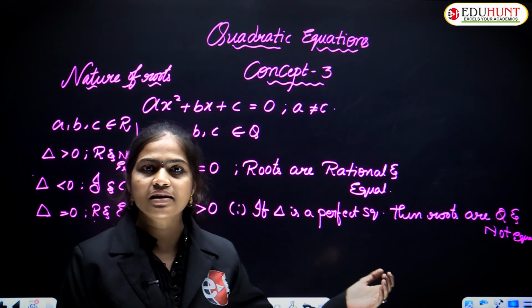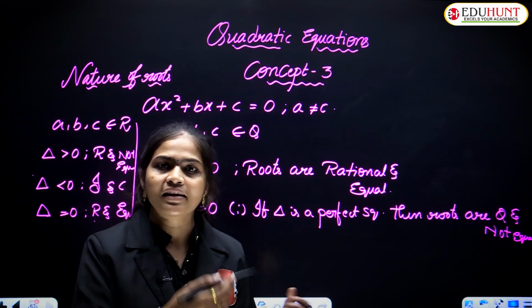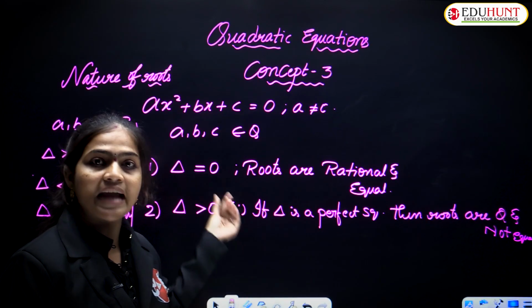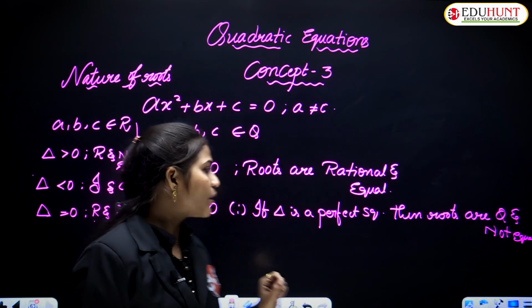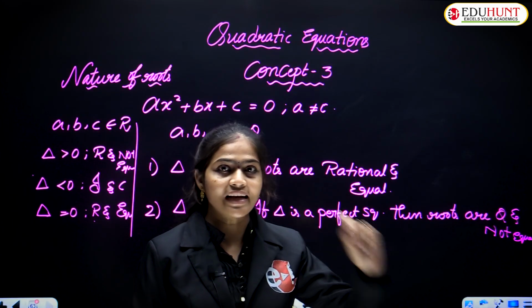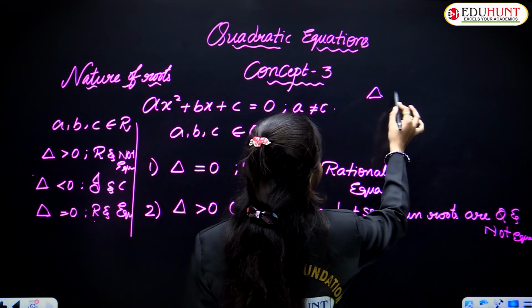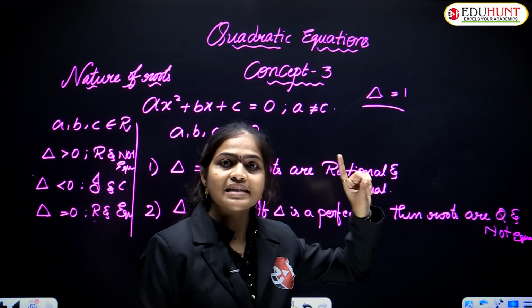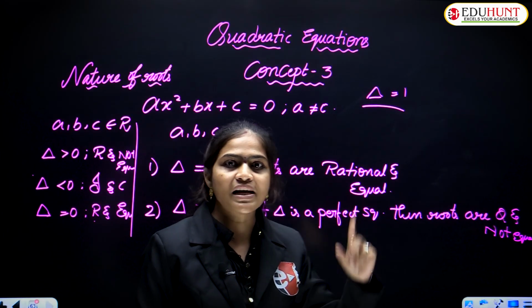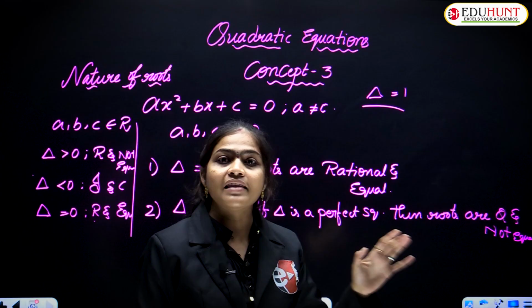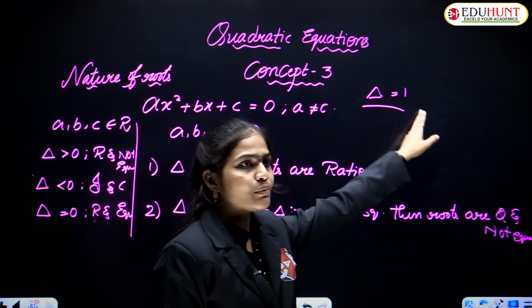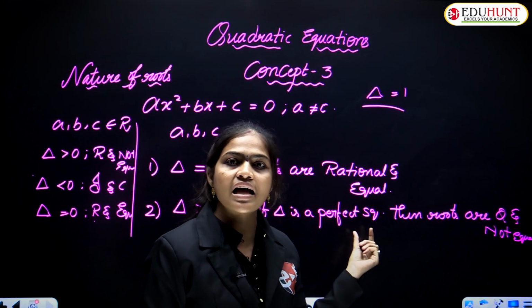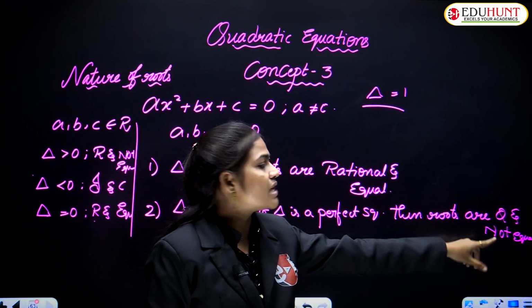If A, B, C are real numbers and delta is greater than 0, then the roots are real. Greater than 0 means real and distinct, we discussed. So if delta is greater than 0, two conditions will exist. The first condition: in the previous video we simplified some problems and got delta equal to 1. Is 1 a perfect square? Yes, 1 is a perfect square. So here delta is equal to 1, a perfect square greater than 0, so the roots are rational and not equal.